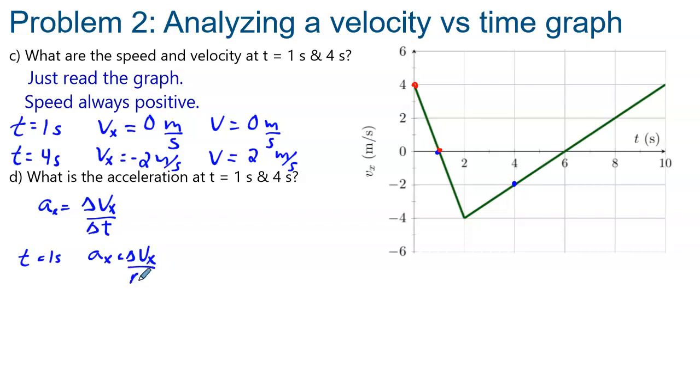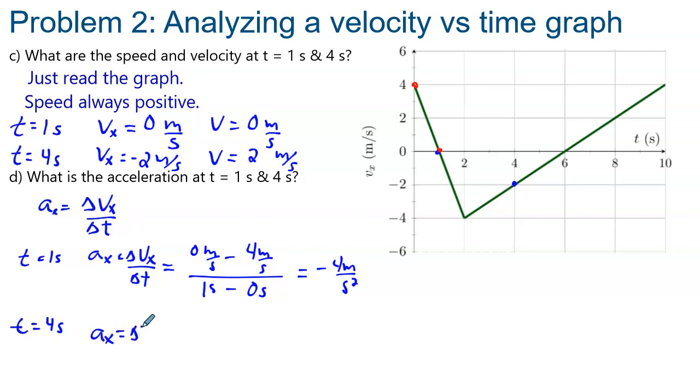So change in velocity over change in time. I take the velocity at 1 second, which is 0 meters per second, minus the velocity initially, which was 4 meters per second. I divide by the time interval, 1 second minus 0 seconds. So we end up with -4 meters per second squared. The sign makes sense because the slope is negative, so we expect a negative sign here. And then we do the same thing for t equal to 4 seconds, same definition.